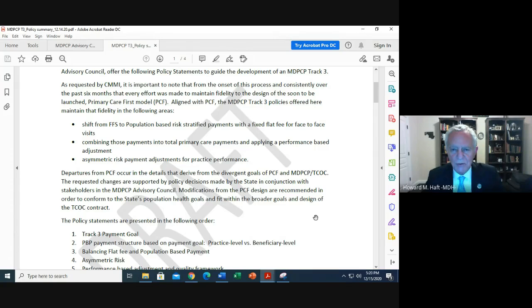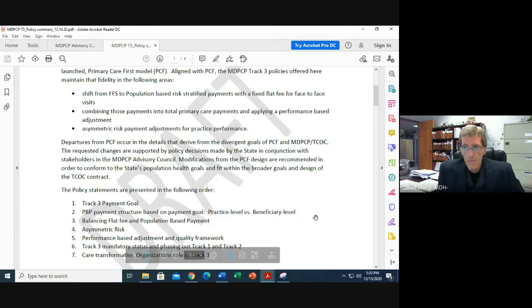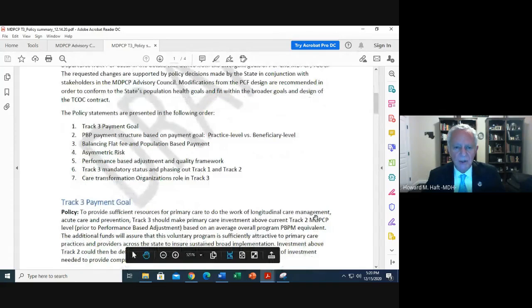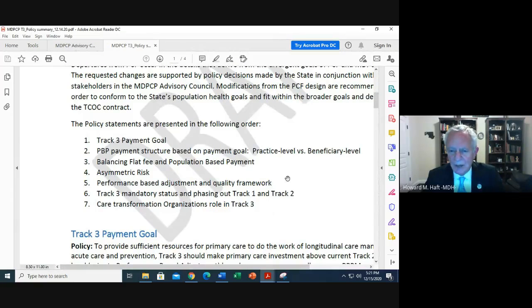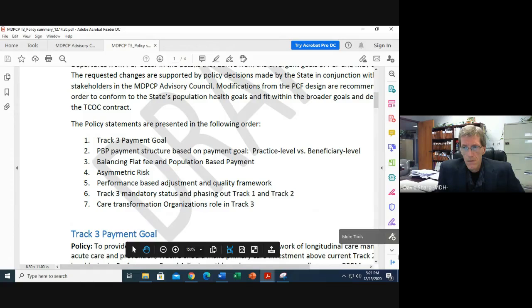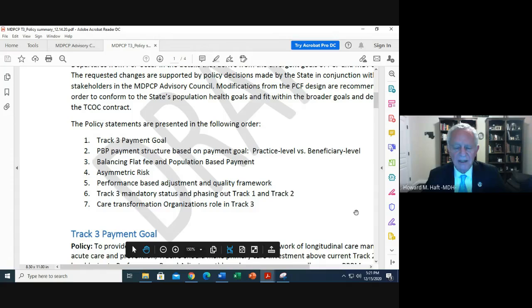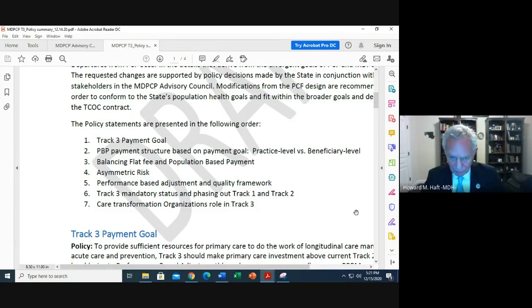We, I think, established, and you can scroll down a little bit, that we would touch on several broad-based issues that needed distinction from what was in primary care first, and that was a track 3 payment goal. In primary care first, there is no specific payment goal specified, but we do have payment goals for being able to support our practices to do the transformative work that they do and support their patients. We would have a discussion, which we've highlighted already, about the performance-based, population-based payment structure, whether it was practice level or beneficiary level. We'll touch on that a little bit more.